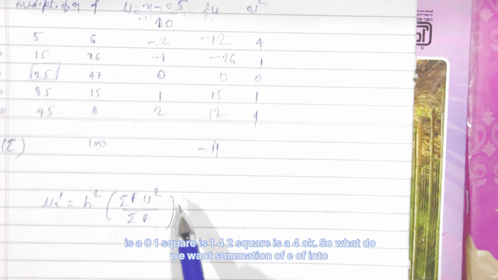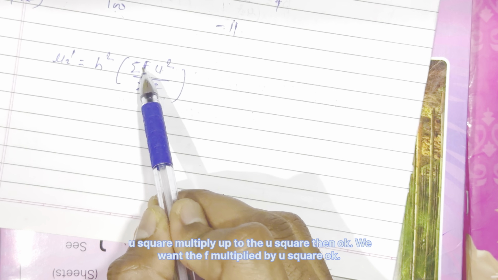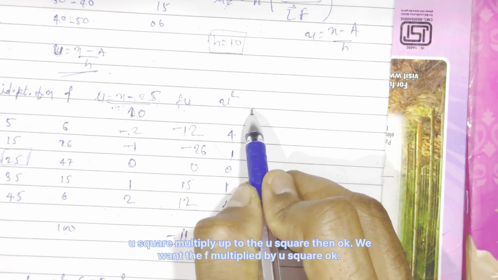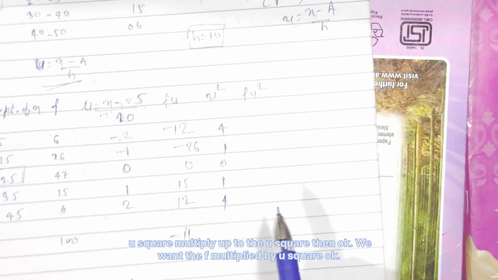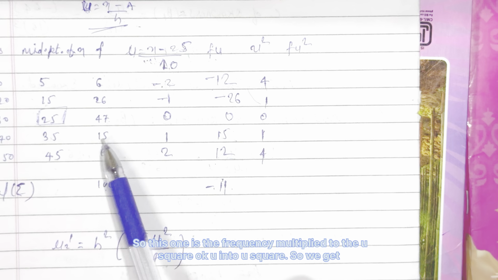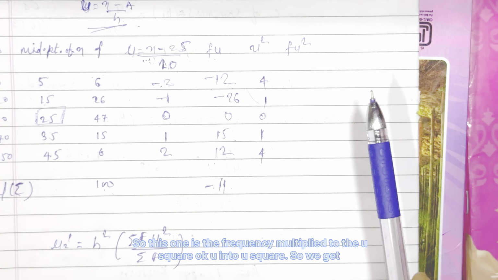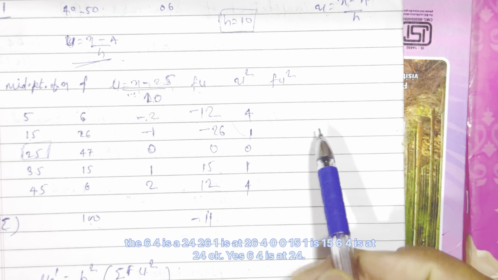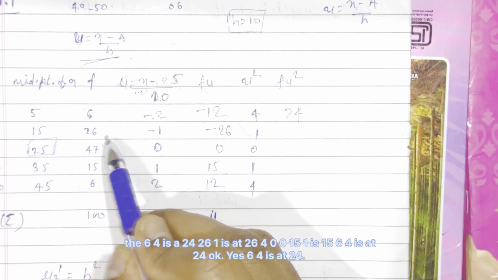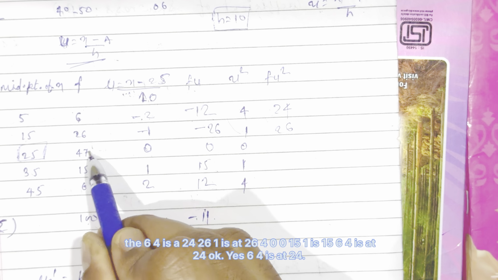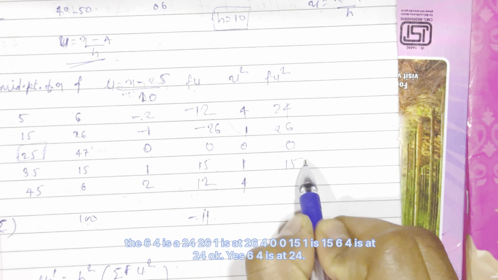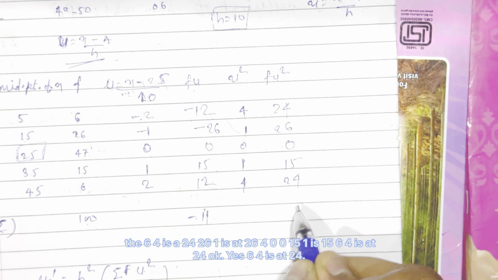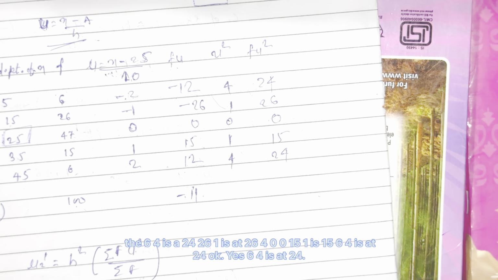So what we want is summation of f into u square. Multiply f by u square, so this one is the frequency multiplied by u square, f into u square. So we get 6 4s are 24, 26 1s are 26, 47 into 0 is 0, 15 1s are 15, 6 4s are 24.